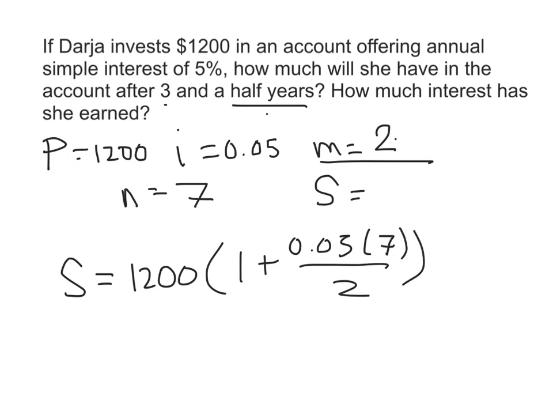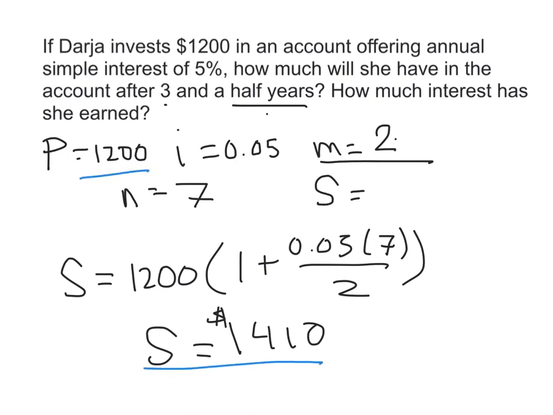Plugging this into my calculator, I get an accumulated amount of $1,410. In terms of interest earned, I started with $1,200, I ended with $1,410, so if I subtract those two values, $1,410 minus $1,200 tells me that I earned total interest of $210.